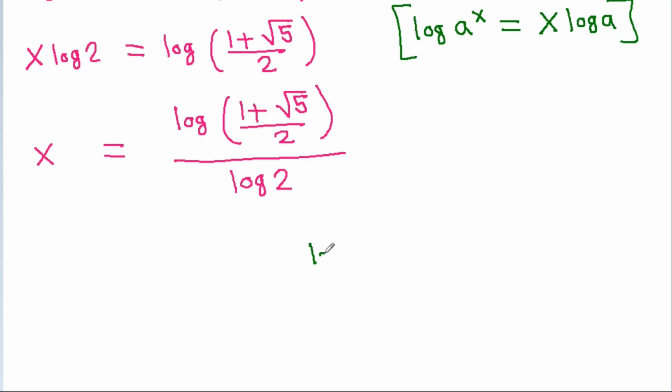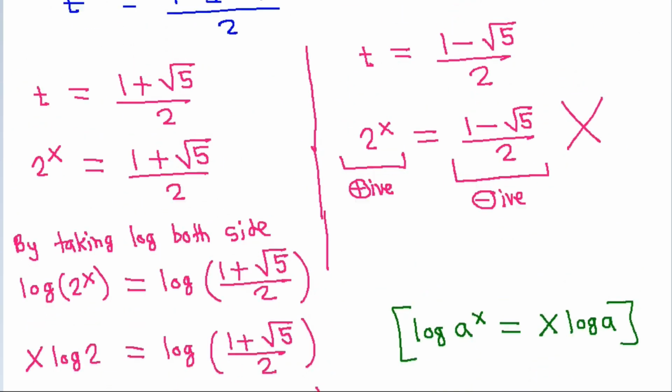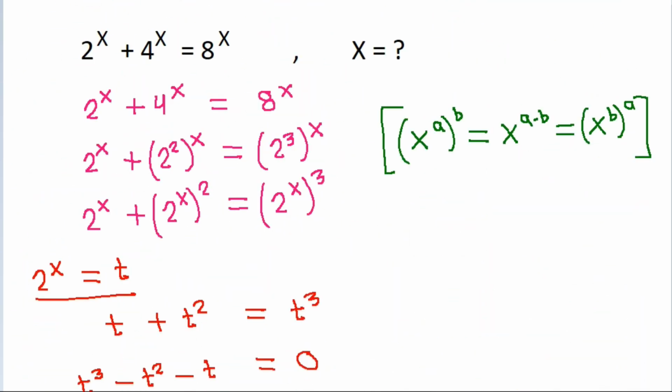And log a by log b is equal to log base b of a. So this will be equal to log base 2 of (1 + square root of 5)/2. So x is log base 2 of (1 + square root of 5)/2.